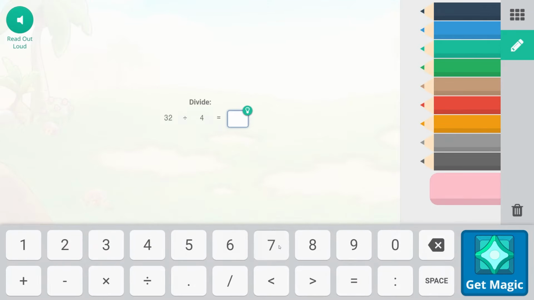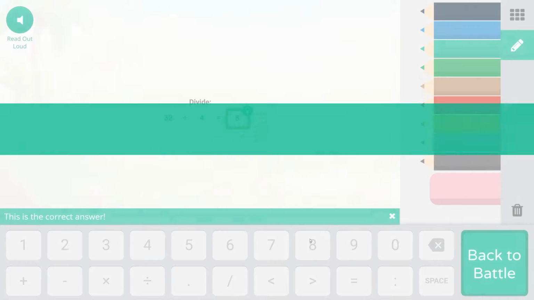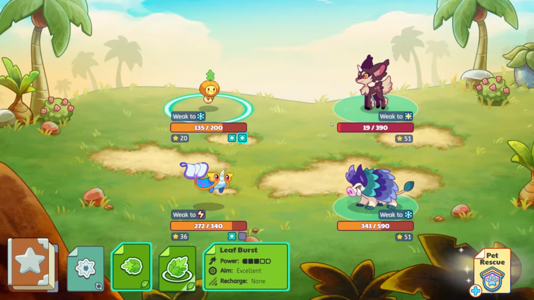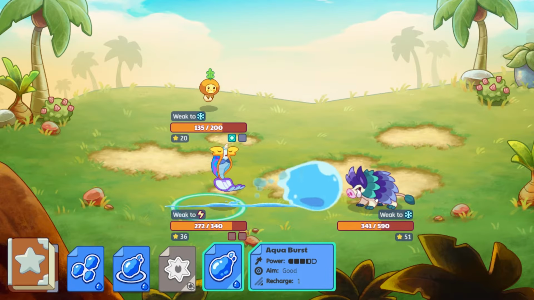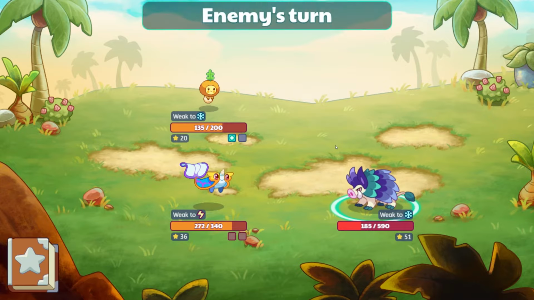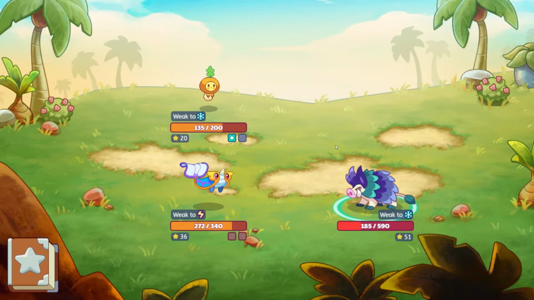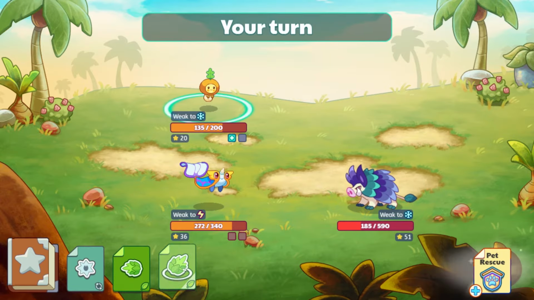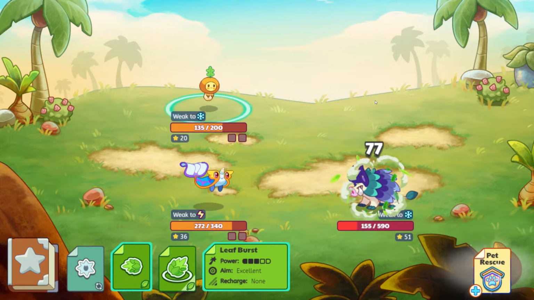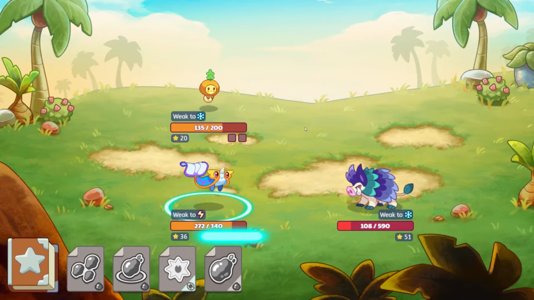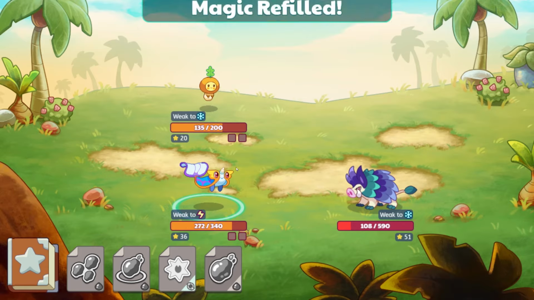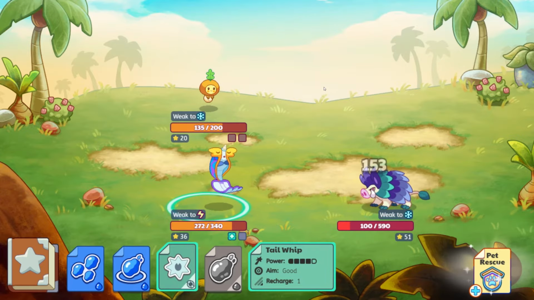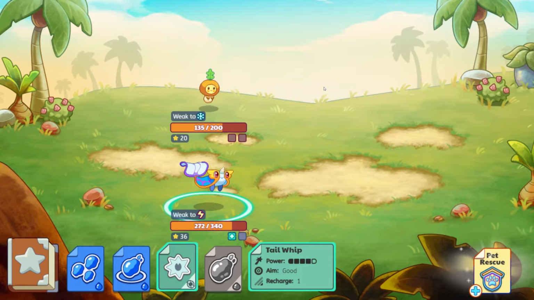32 divided by 4, that is going to be 8. All right, finish off Truckle. So I think we've got this in the bag. It's going to take a little while longer. Hopefully this Aqua Burst lands. It does. 2 more hits, I think. 2 more hits. And another fumble. Thank you. All right, Leaf Burst. Chiseling away here. 10 divided by 5 is 2. And then Tail Whip. And we're good. That landed. That's awesome.